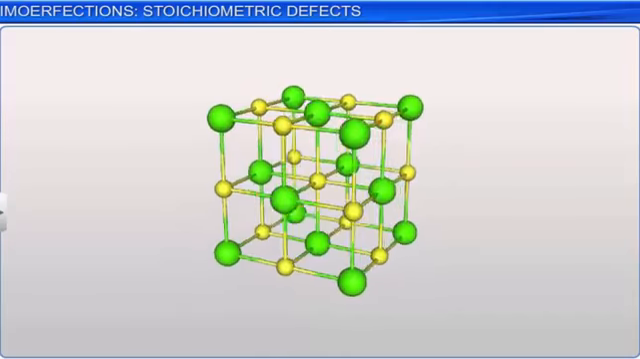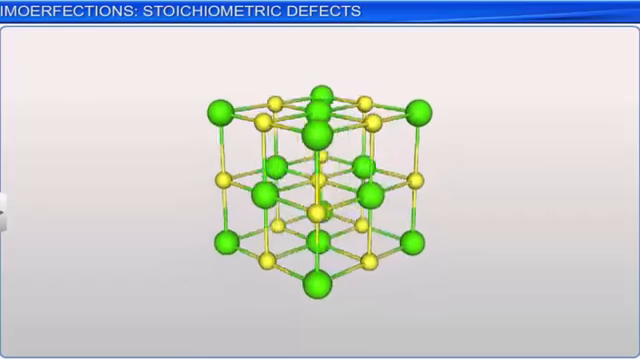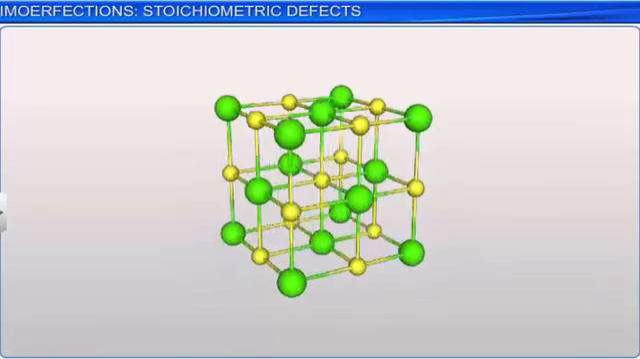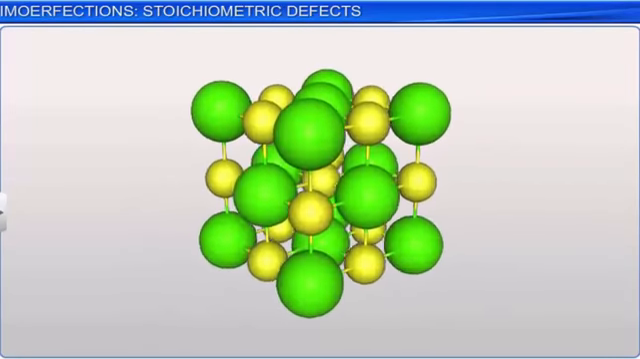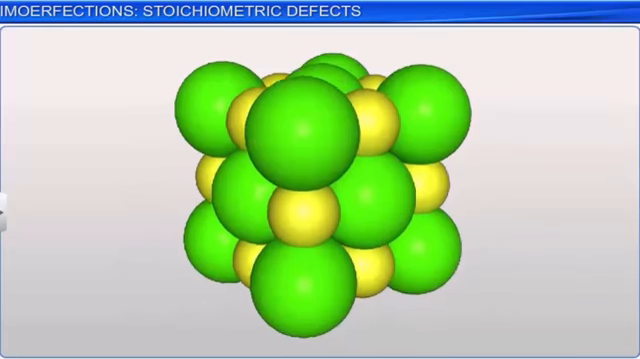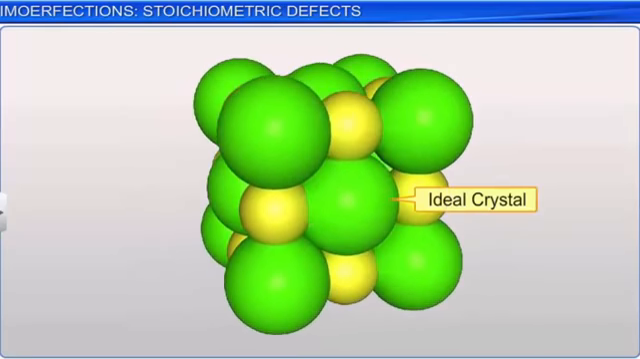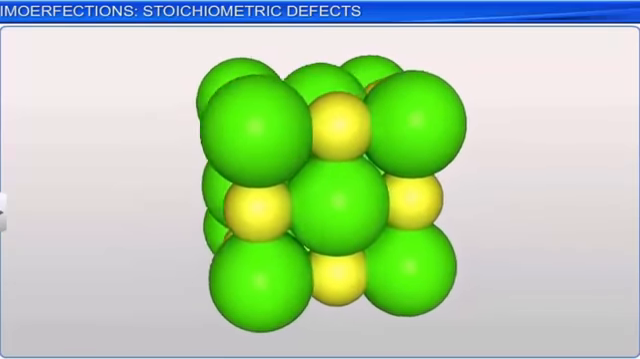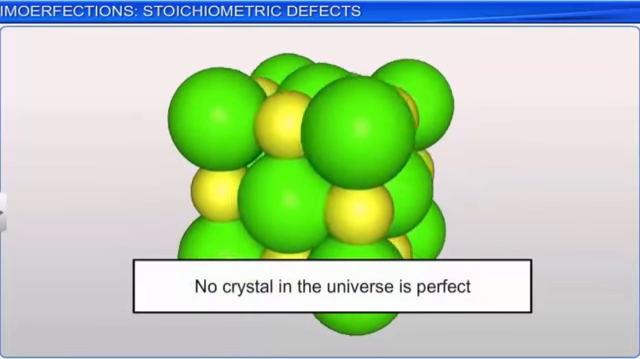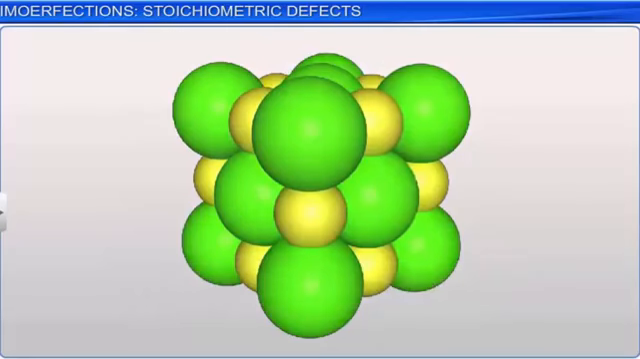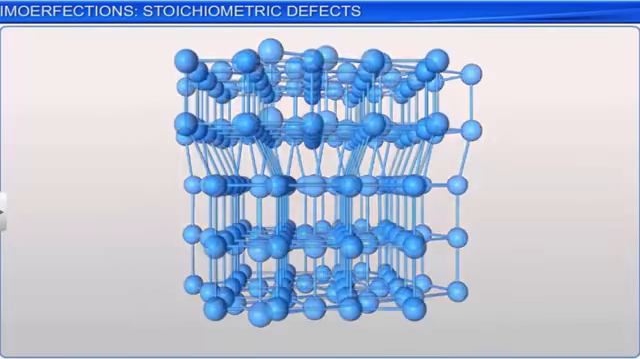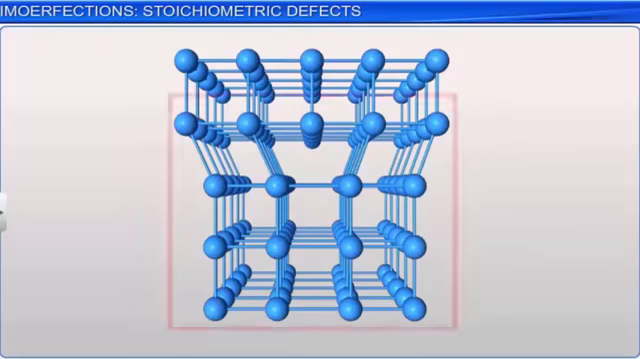If the constituent particles, such as atoms, ions, or molecules, in a solid crystal are arranged in a regular fashion, then the crystal is said to be an ideal or perfect crystal. However, no crystal in the universe is perfect. Almost all the crystals encountered in practice suffer from defects.